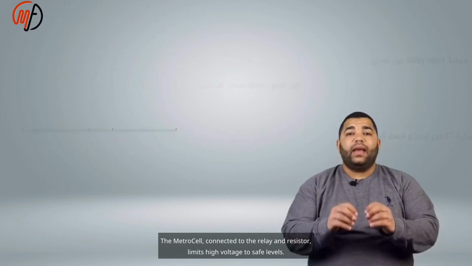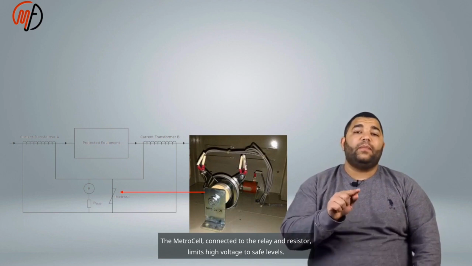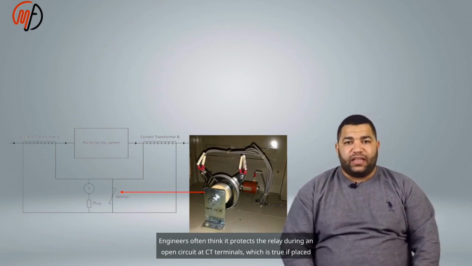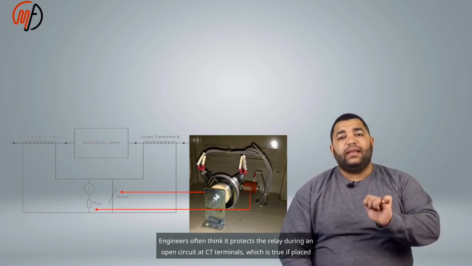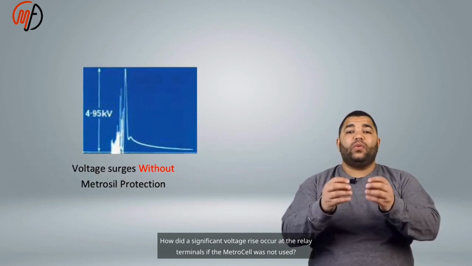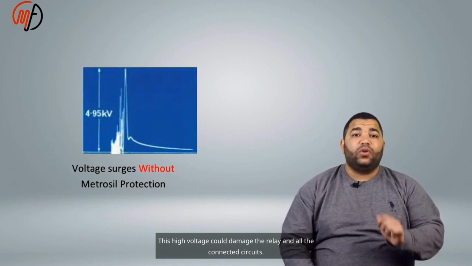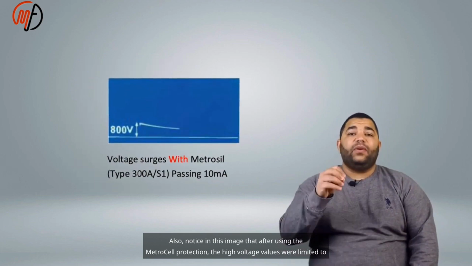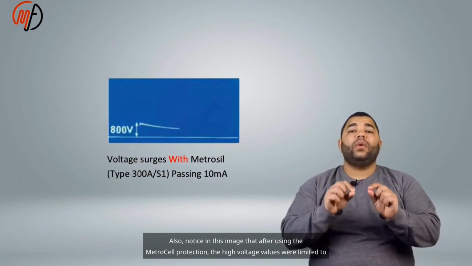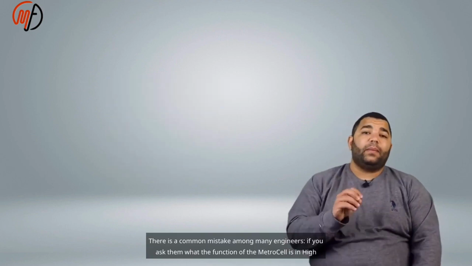The metro cell, connected to the relay and resistor, limits high voltage to safe levels. Engineers often think it protects the relay during an open circuit at CT terminals, which is true if placed there, not at relay terminals. How did a significant voltage rise occur at the relay terminals if the metro cell was not used? This high voltage could damage the relay and all the connected circuits. Also notice in this image that after using the metro cell protection, the high voltage values were limited to safe small values. There is a common mistake among many engineers.